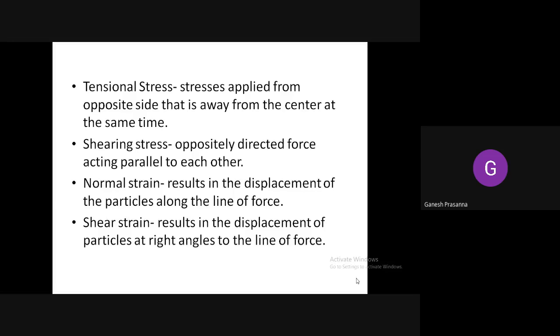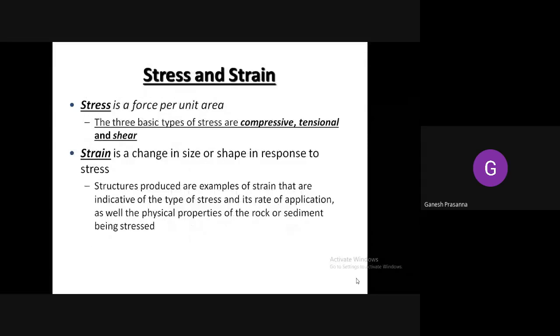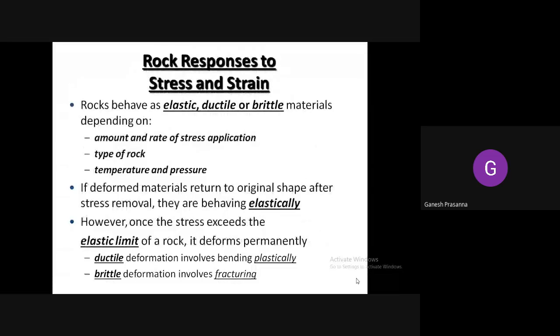Shearing stress is the one where oppositely directed forces act parallel to each other. Coming to the normal strain, it results in the displacement of the particles along the line of force, and the shear strain results in the displacement of the particles at right angles to the line of forces. Okay, so coming to the rock responses to the stress and strains.